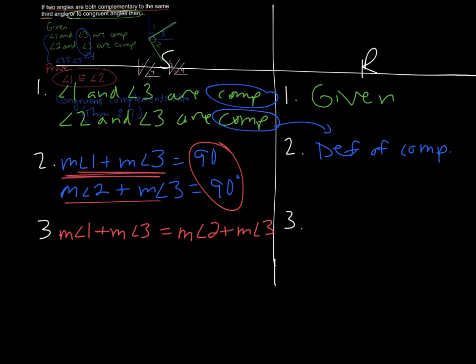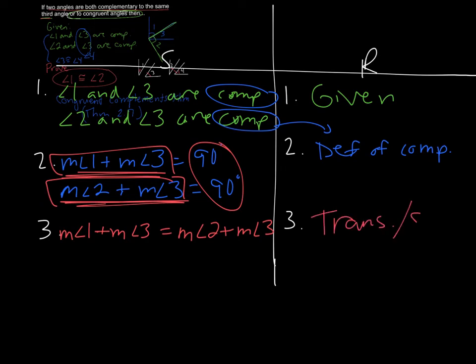That's equal to 90. That's equal to 90. So therefore, these quantities must be equal to each other since they're both equal to 90 degrees. You should be saying either the transitive or the substitution property for that one. That's a big step there. If you don't get that one, you're going to be stuck for a while. But as soon as you get that one, things should start to fall into place.